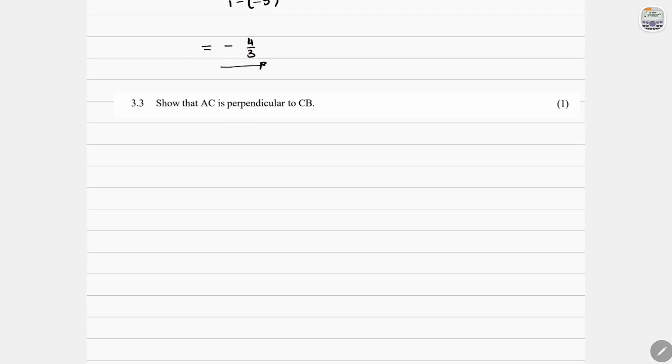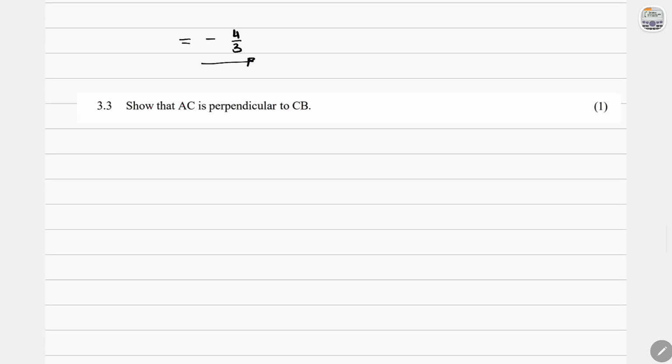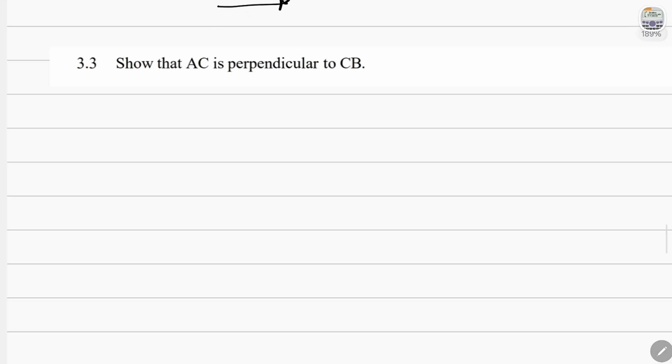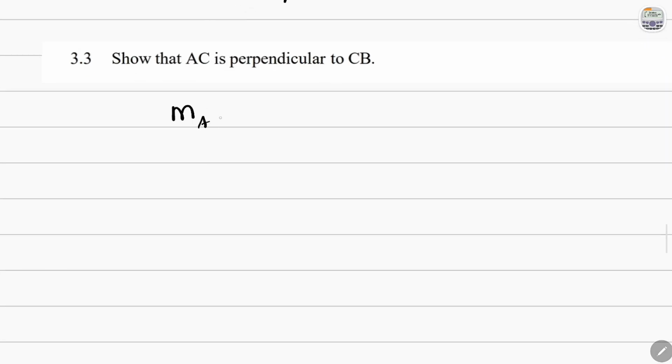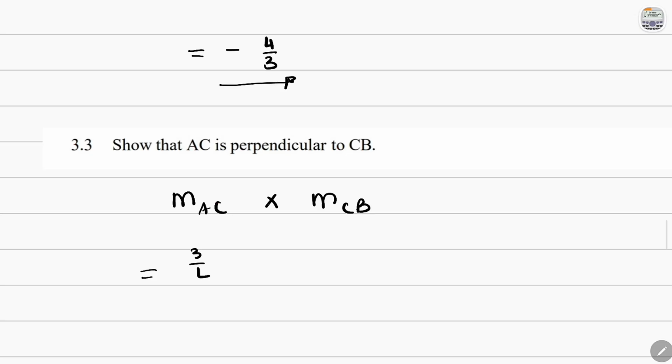Moving on to the next question. Question 3.3, as expected, show that AC is perpendicular to CB. How do you show that lines are perpendicular? If lines are perpendicular, they intersect at 90 degrees. So that would mean if you take the gradient of this line and multiply it by the gradient of that line, they will give you negative 1. So let's see. If we take the gradient of AC and multiply it by the gradient of CB, what do we get? Gradient of AC was 3 over 4. Gradient of CB is negative 4 over 3.